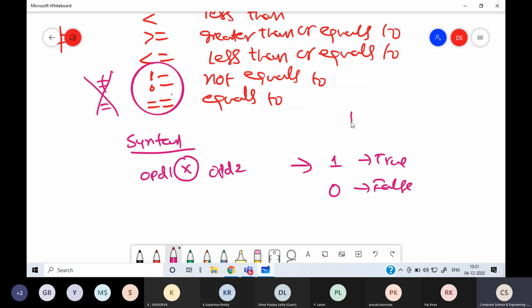But as I already told you, true is not just 1. The result of the expression is 1, and 1 is true, but any non-zero value is true. But false is always 0. You have to keep this in mind when you deal with expressions in C, because C behaves differently compared to the other languages. So the syntax of relational operation is operand 1, operator, and operand 2, and the result is always 1 or 0. If you get 1, it is true, and if you get 0, it is false.